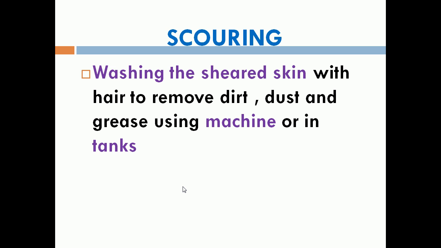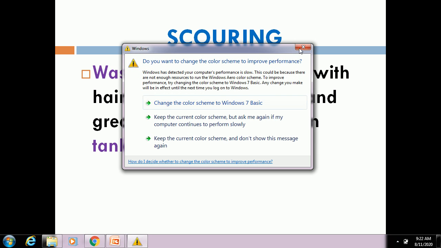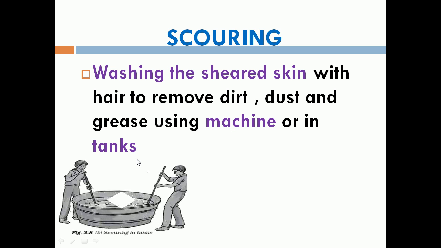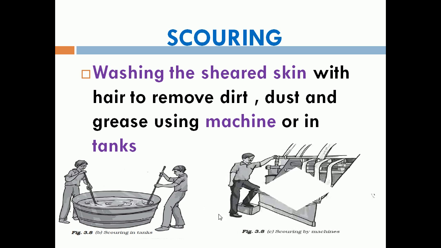The process of washing the sheared skin with hair to remove dust, dirt and grease, using machines or in tanks, is called scoring. How will they wash the sheared skin? They will use machines or tanks. Here you can see the picture. Scoring in tanks is done like this, and scoring can also be done by using machines, by which they remove the dirt, dust or grease present in the sheared skin. This is the second step of wool production.